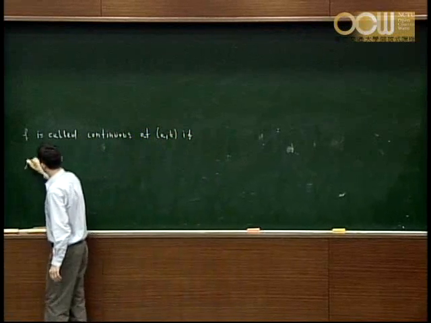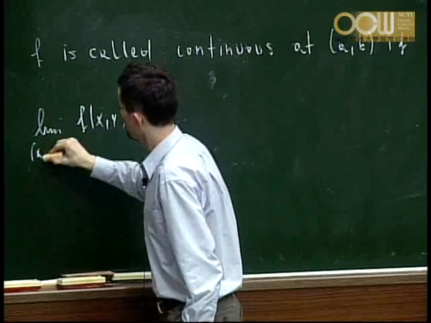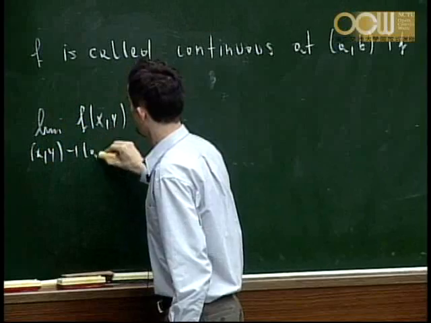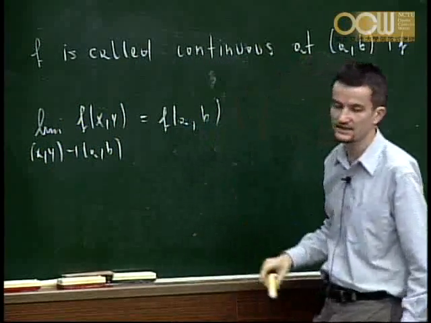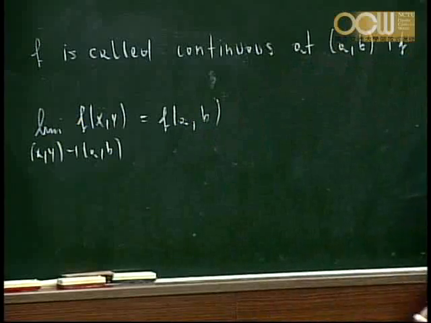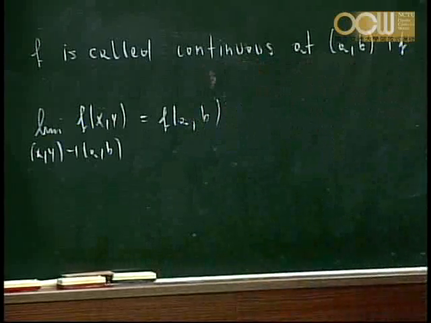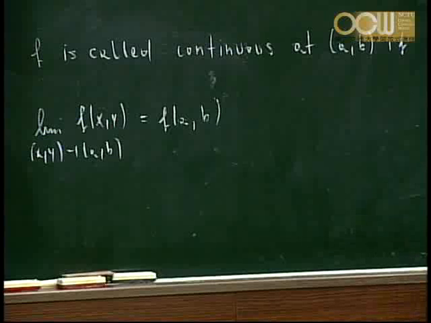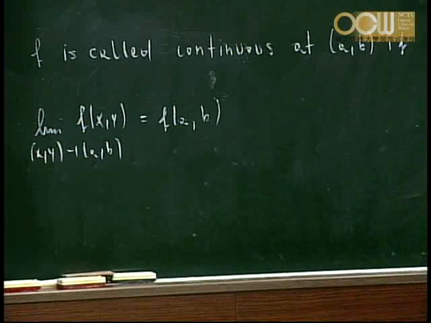If the limit of f(x,y) as (x,y) tends to (a,b) is equal to f(a,b), you can obtain the limit just by plugging in. So this means in particular that the function must be defined at (a,b) in order to be continuous. This is just the same definition as last semester, and because we have the limit laws, all the limit laws from last semester hold here as well.